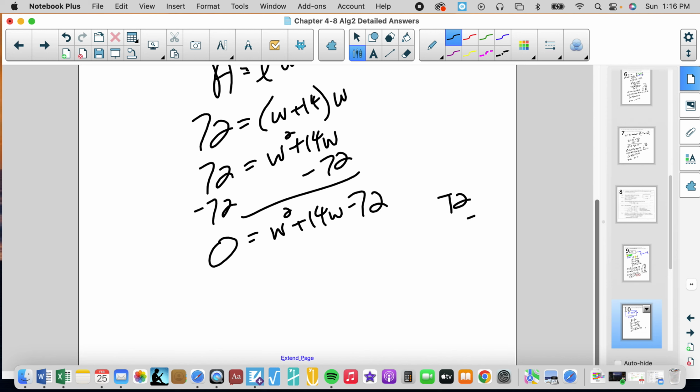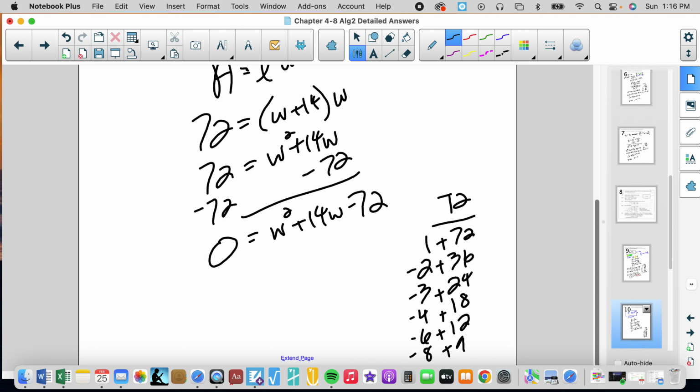Factors of 72 are 1 and 72, 2 and 36, 3 and 24, 4 and 18, 5, no. 6, yes. 6 and 12. 8 and 9. There's my 9. Signs are different. Bigger's positive. So a whole lot more factor pairs that equal 14. That equals my 14. I can just look for it.